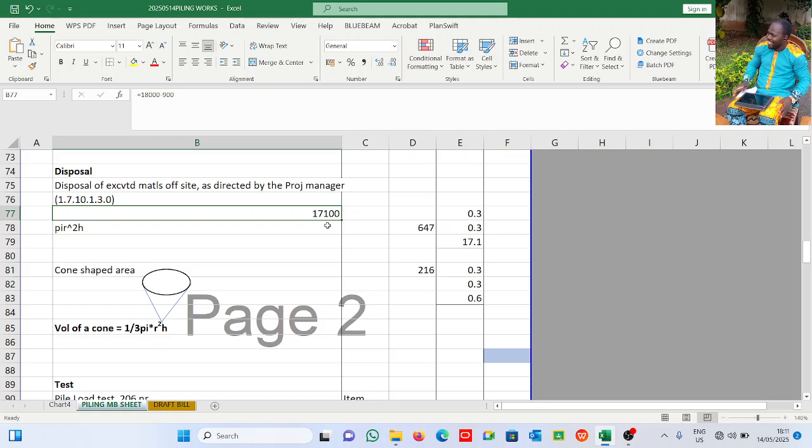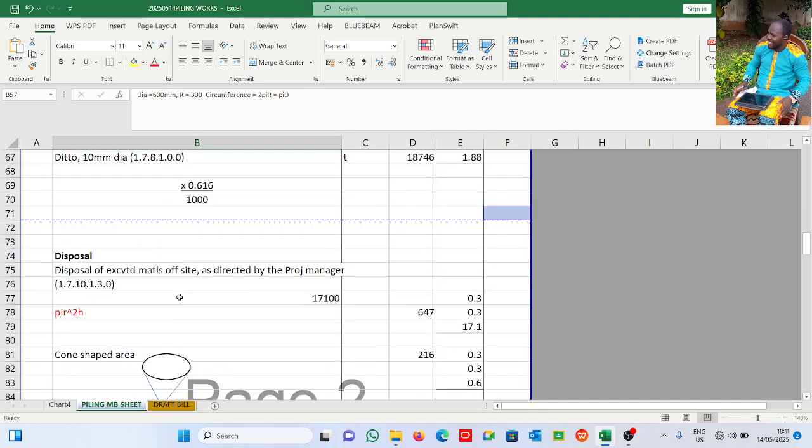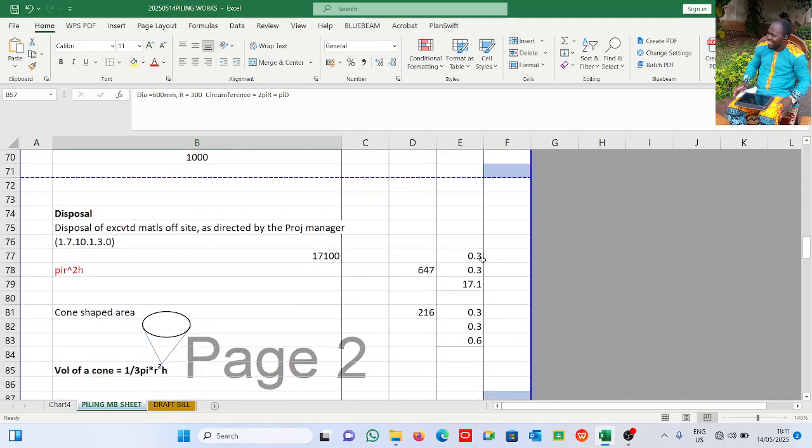Right, that's for the straight part, the cylindrical part of that particular bored pile. It is 17.100. Of course, it's a cylinder. The formula for the volume of a cylinder is pi r squared h. Pi r squared, that's what I wrote here. Let me put it in red. Pi r squared h. Alright, so that's what we have here.